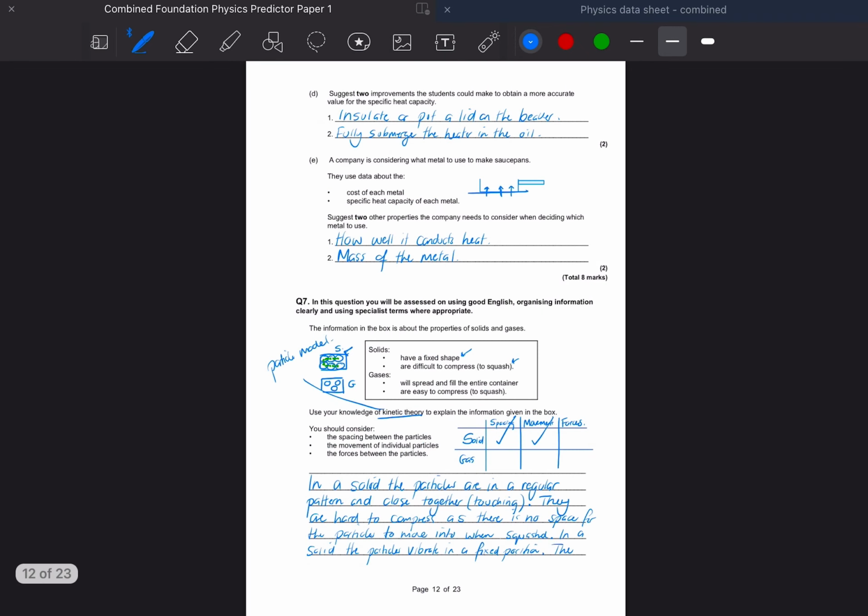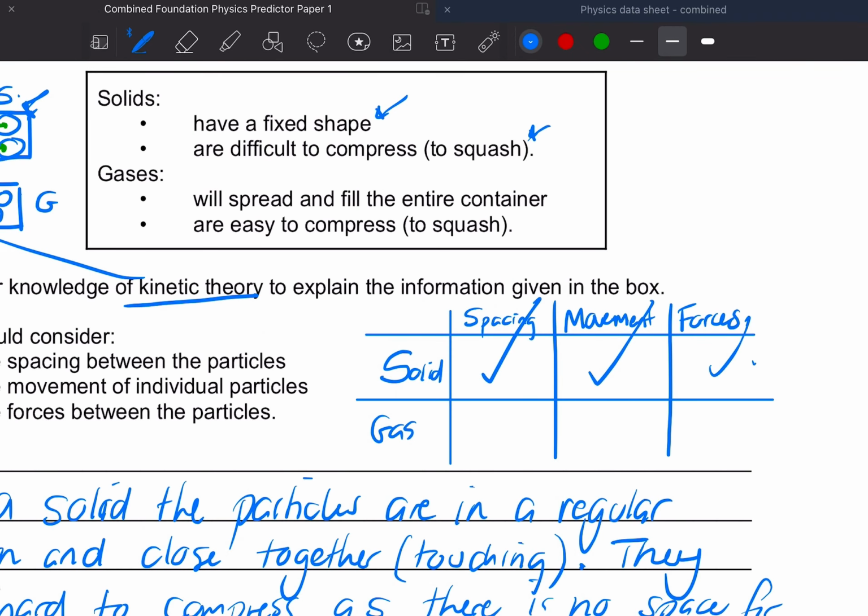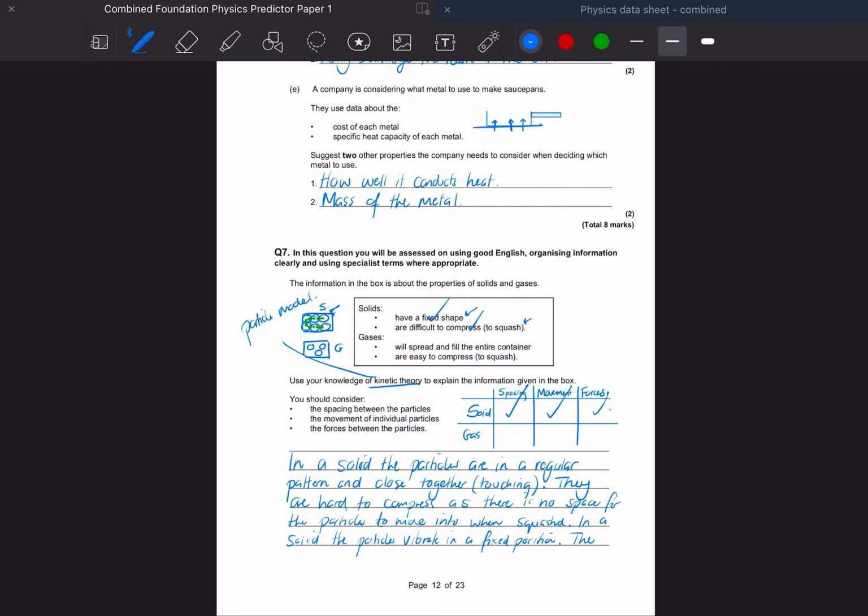Okay, so we have talked about the forces, and we have said that they have a fixed shape, and we've explained why they're difficult to compress. So we've done enough on all of the solid stuff. We've mentioned each of the properties, and we've used that to explain the fixed shape and difficult to compress. So now we need to start talking about the spacing, movement and forces in gases, and use that to explain why they'll spread out to fill a container and why they're easy to compress. So let's just start writing.